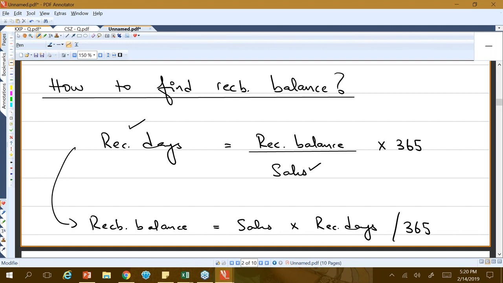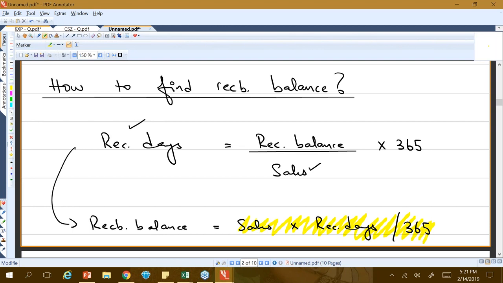So, really important calculation. The receivable days are receivables balance over the sales into 365. If the examining team gives us the receivable days and they give us the sales, we can find that receivables balance. And then the receivables balance would be the sales into receivable days over 365. Please remember this calculation as we will be needing this.